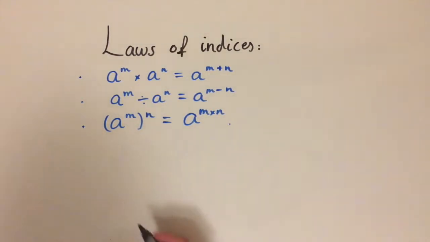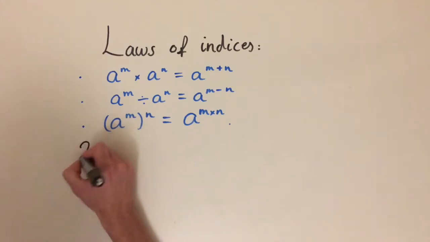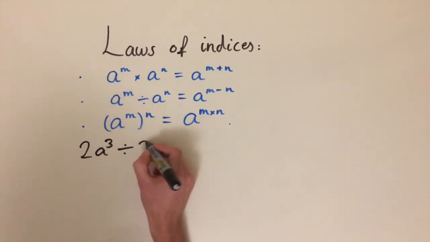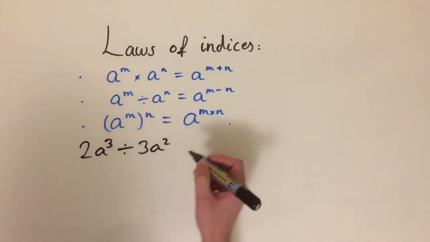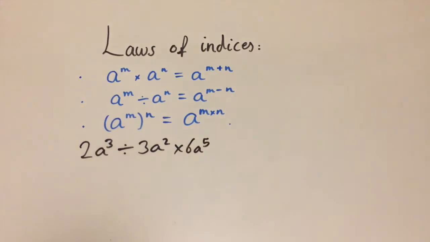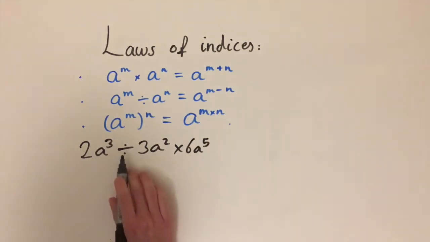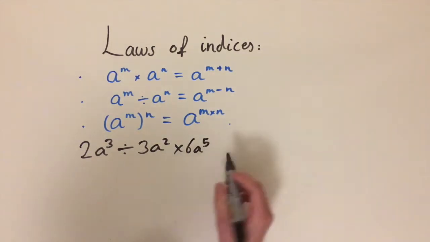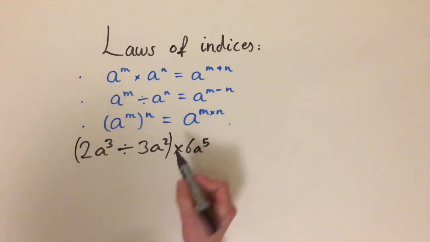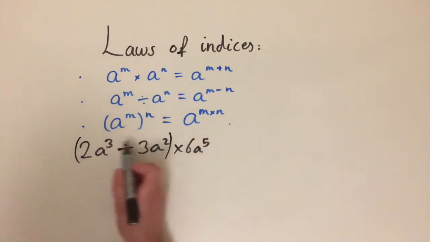Okay, for a second example, it's a bit harder this time. We'll have 2a to the power of 3 divided by 3a squared times 6a to the power of 5. Now you've got to remember that we need to do division before multiplication, so we can think of this as having brackets in here, and we have to look at what's going on in this bracket first.